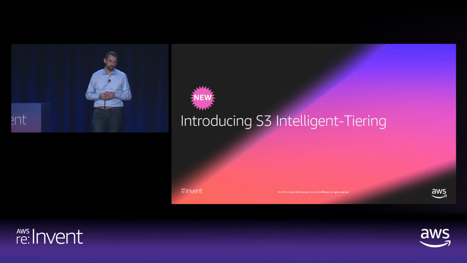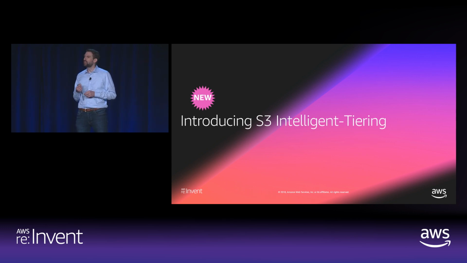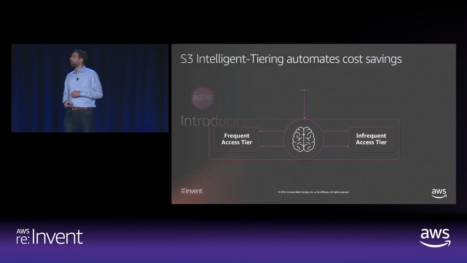It's a storage class we launched 2 days ago, and it's really for workloads with changing access patterns as well as unknown access patterns. So if you don't know if it's frequently accessed or infrequently accessed, and if you can't predict what the access patterns are, if it's changing over time. And the really cool thing about this storage class is it automatically optimizes your storage cost. So let me talk a little bit about that.